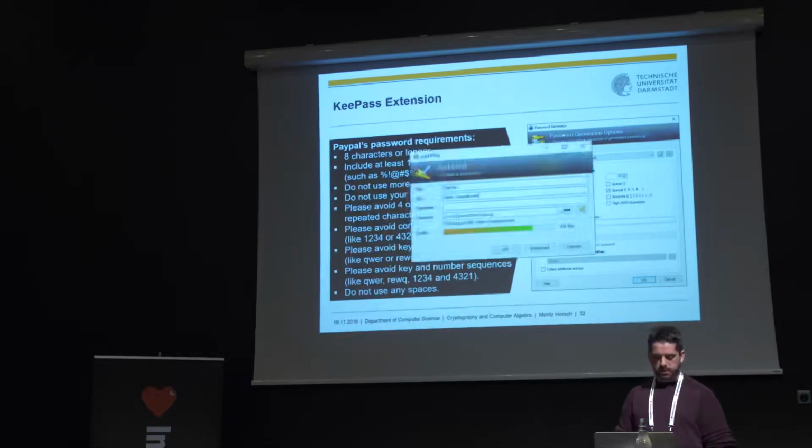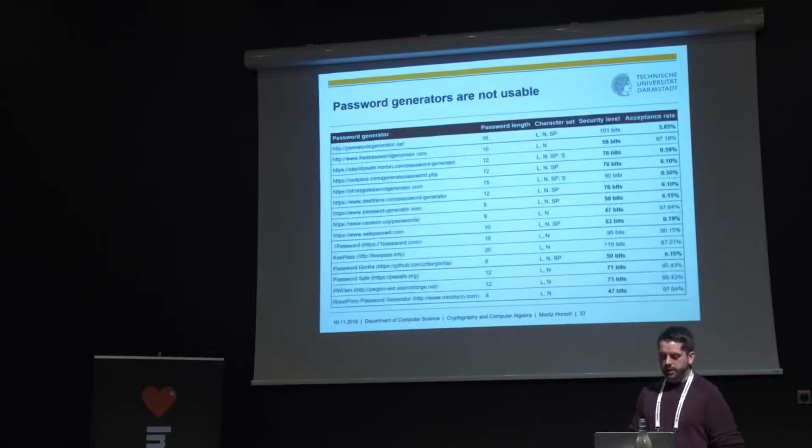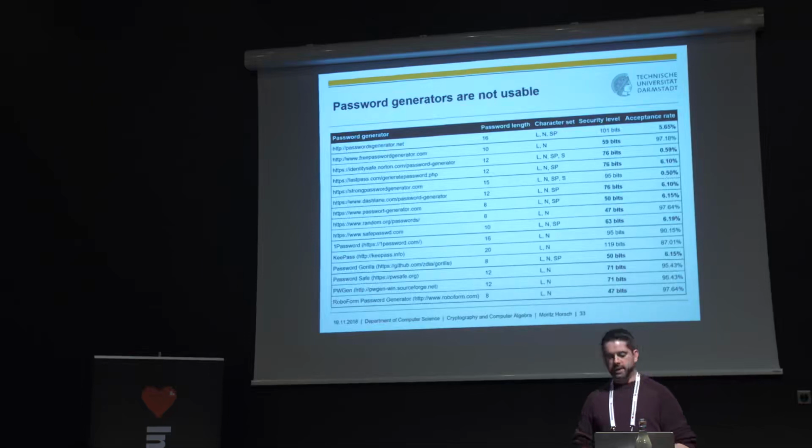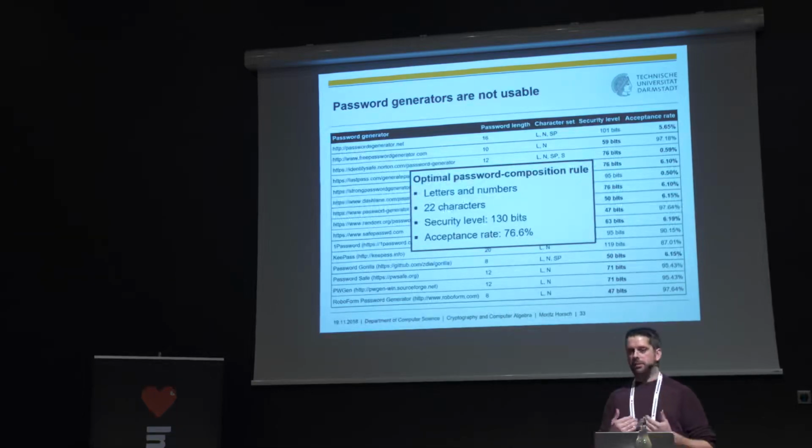But with the extension that I built, it's pretty simple. The only thing you do here is enter the URL, and in the background, the PRD for PayPal is downloaded from the server. It configures the internal KeePass generator and then provides you a valid password. When you also keep in mind the table from the beginning, where I showed you that a lot of password generators do not generate secure passwords, and also passwords that are not accepted by the services, with my optimal password composition rule, you see that a lot of these password generators would create more secure passwords and passwords that are accepted by more services.